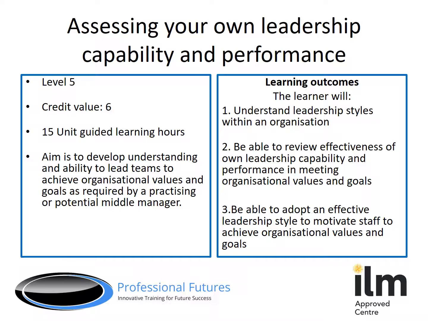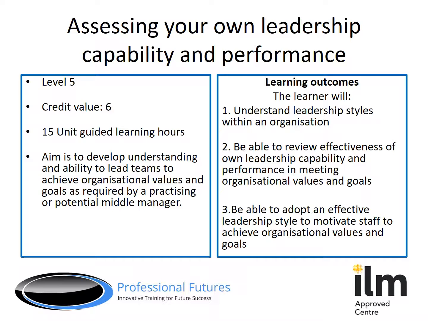Now, also on the right hand side, you'll see the learning outcomes, and learning outcomes just means what is expected that you should be able to do once you've studied this particular unit. Okay, so learning outcome number 1 expects that you should be able to understand various leadership styles within a particular organisation, and ideally that would be yours.